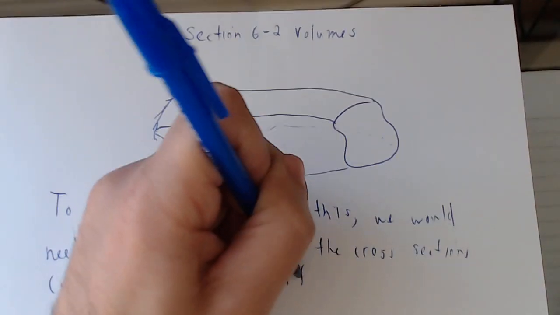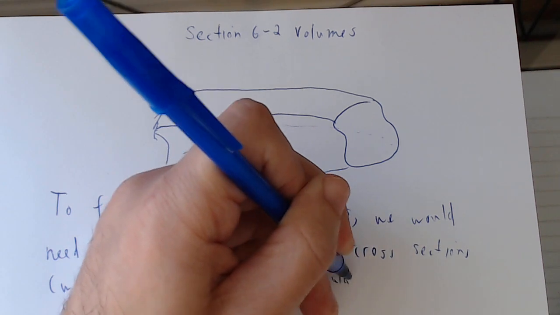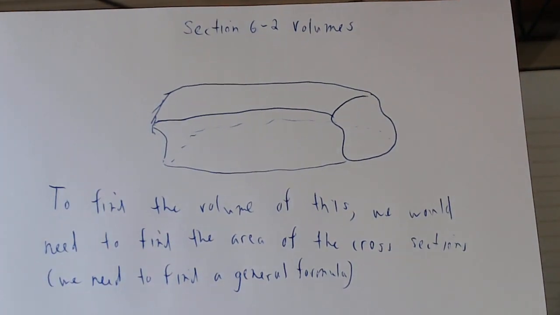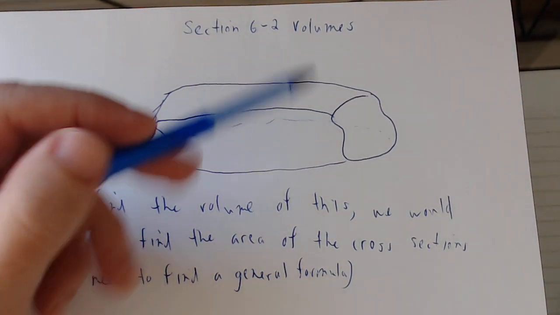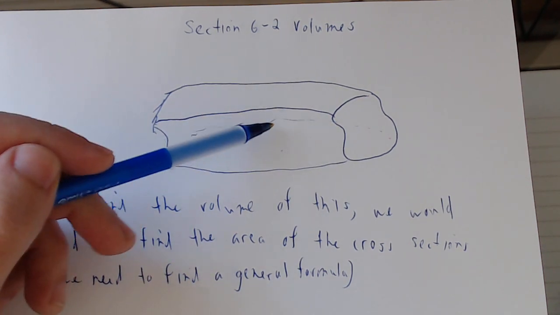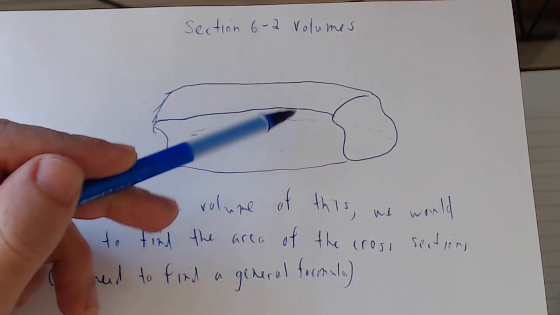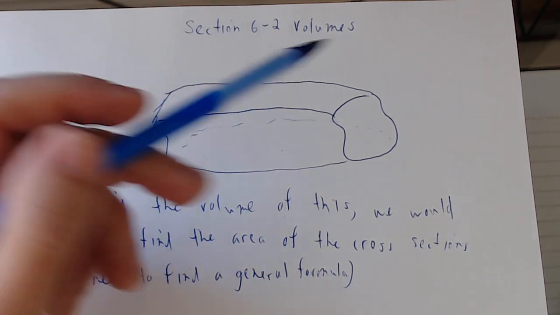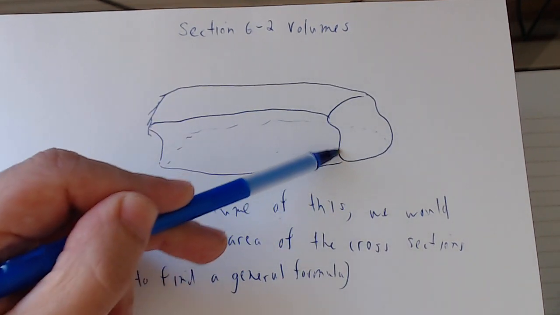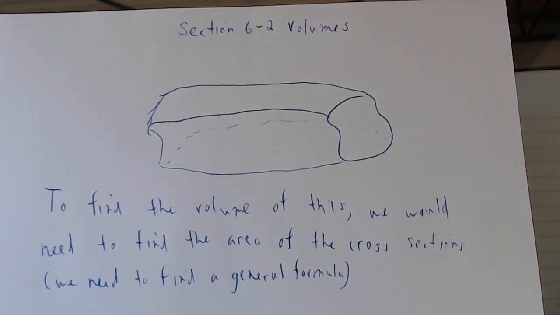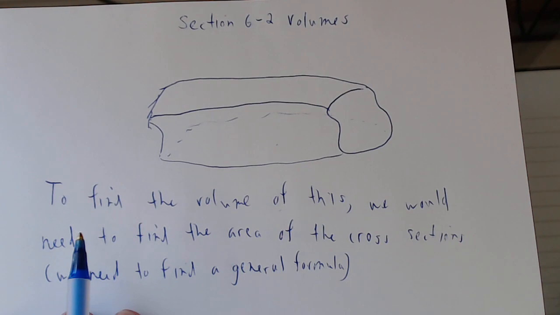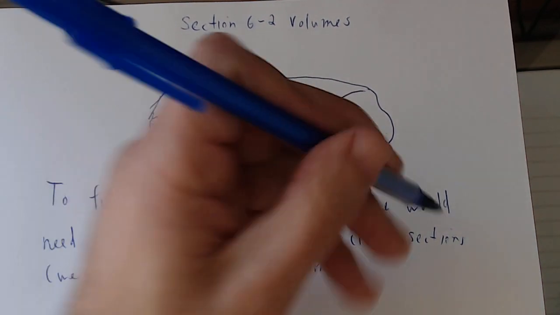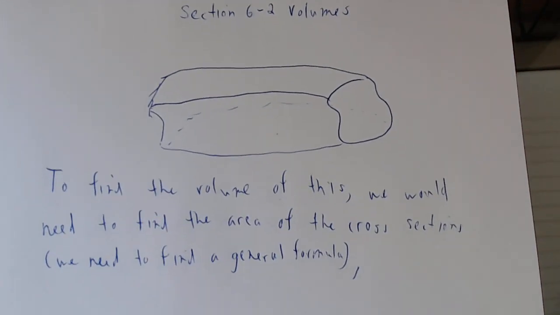As far as our cross sections go, hopefully you know what a cross section is. A cross section is, if I were to slice this, what shape would I see? And the shape I see, that's the cross sectional area I want to find. So if I were to slice this bread, I would see a cross section of that. You might be wondering, why do we need to find area? So let's take a step back and go with the basics of what we've learned.